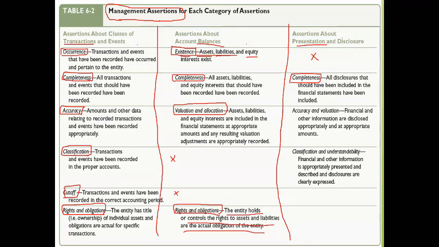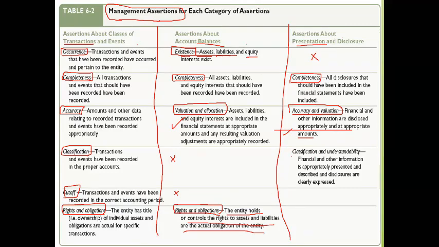Okay? Right. Accuracy and valuation. Accuracy and valuation, that financial and other information are disclosed appropriately and in an appropriate amount. This is again related to accuracy and valuation. I have to make sure when I made the impairment that the impairment has been calculated correctly. I checked that here, and I have to make sure that this has been included in a right way. Okay? Right, very good.